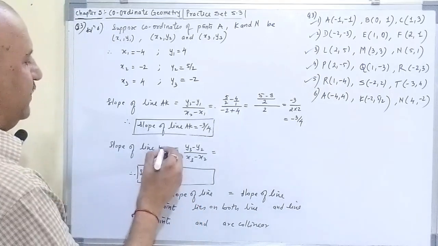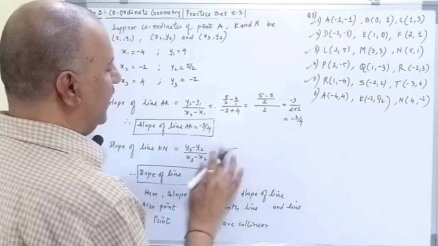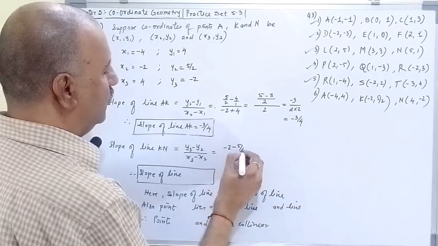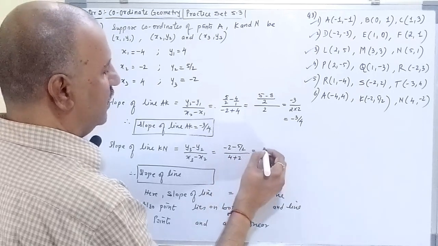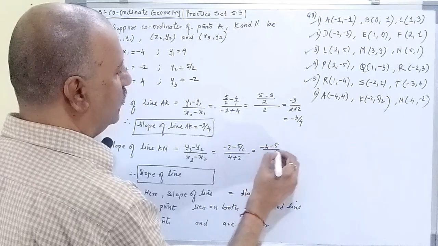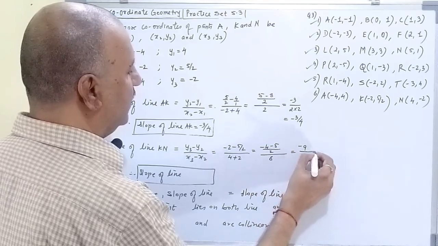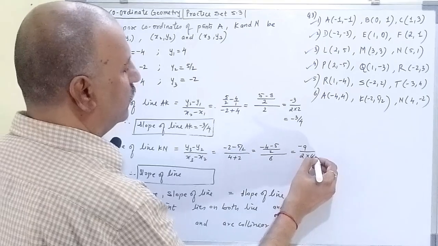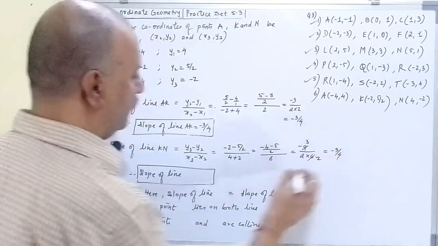Slope of line KN: minus 2 minus 5 upon 2, upon 4 plus 2. What will this be? Taking the LCM, minus 4 minus 5, the whole upon 2 into 6. So minus 9 upon 2 into 6. 3 2s are 6, 3 3s are 9. So this is also minus 3 upon 4.